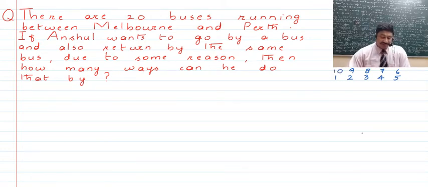Here in this question, we've been given that there are 20 buses running between Melbourne and Perth, right? So we are moving to Australia, where we are talking about 20 buses which are plying between Melbourne and Perth. If Anshul wants to go by a bus and also return by the same bus due to some reason, then in how many ways can he do that? So obviously, if there are 20 buses by which one can go from Melbourne to Perth and obviously back from Perth to Melbourne, then the number of ways can be found by the selection done here.